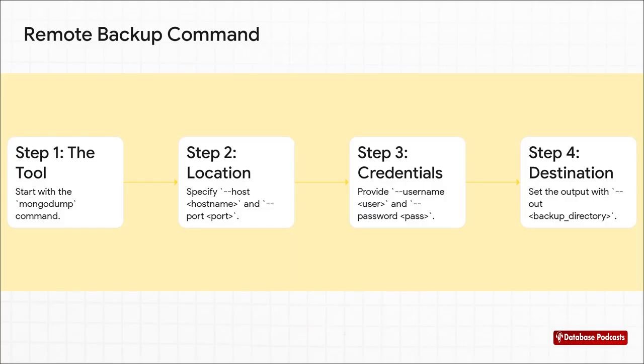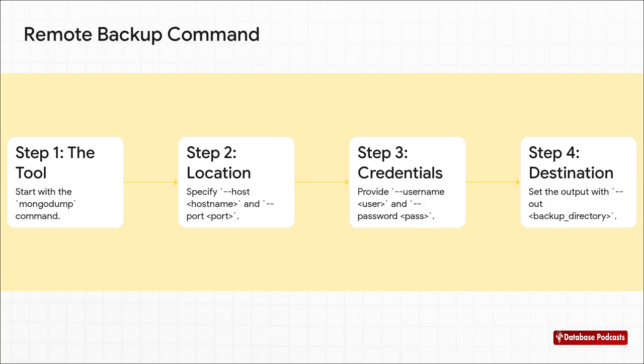You start with the tool itself, mongodump. Then you tell it where to connect using --host and --port. If that server is locked down, which it should be, you provide your credentials with --username and --password. And finally, you tell it where to save the files on your local machine with --out.